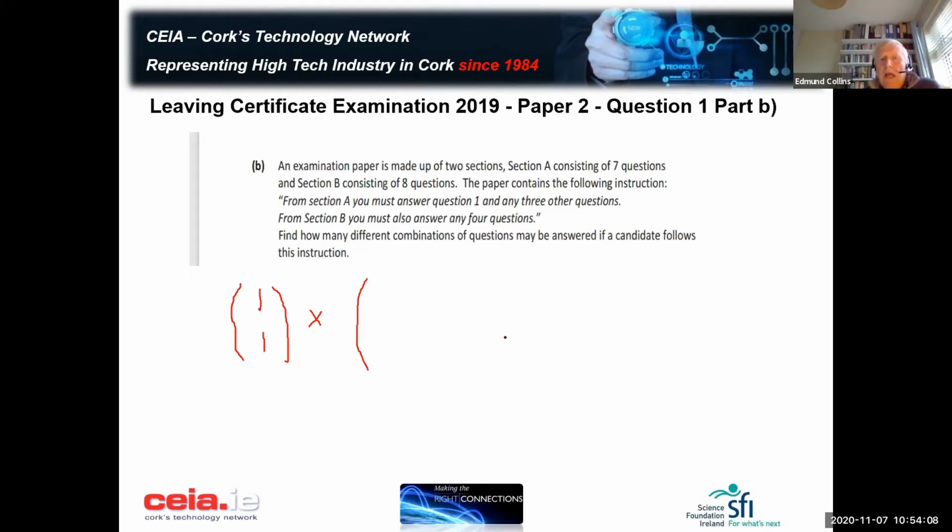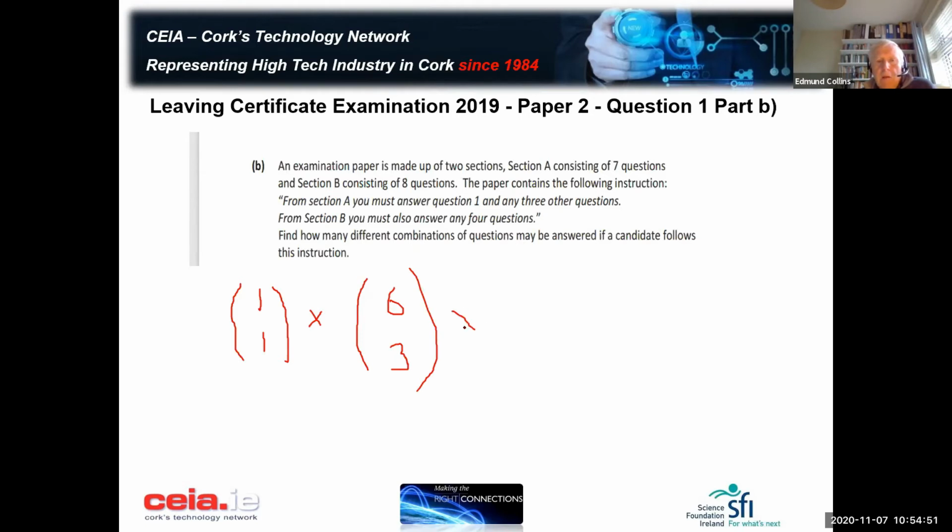So our N has gone down from 7, or you know, you might think it might be 7, but it's gone to 6 now because we've already answered question 1. So the remaining three questions we're going to answer in section A are going to be from an option of 6 possible questions. So that's where you really have to be careful here. So in this case, N is 6 and R is 3.